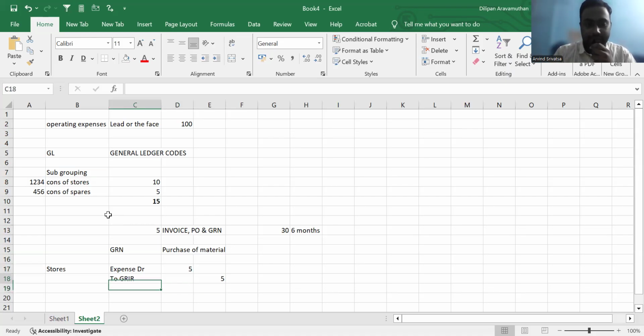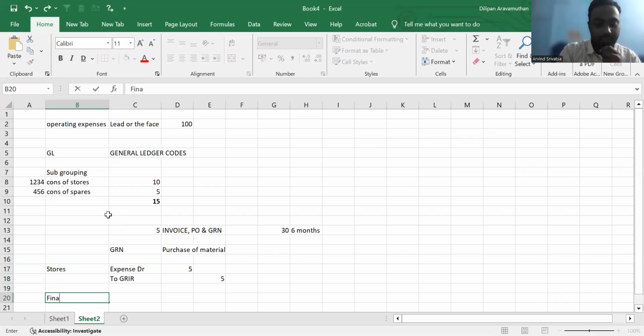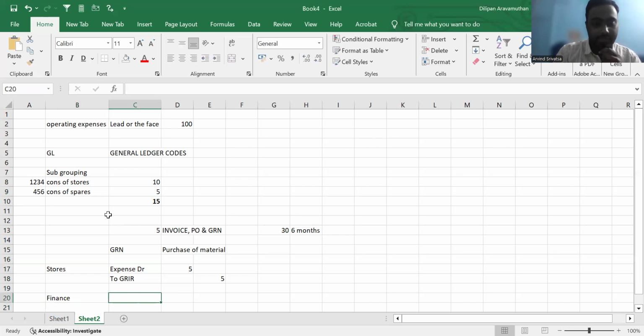So in this case, the stores department will have access to the stores module only. They will not have access to the accounting or the finance module, because this will help them ensure that they track the materials or goods that they are receiving and do not have unauthorized access to the finance module, which is in no way connected to their function. So the finance module, when they get the invoice for this, will pass the entry GRIR debit to payable.